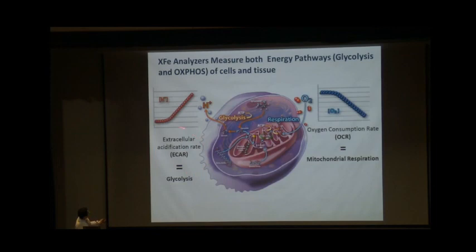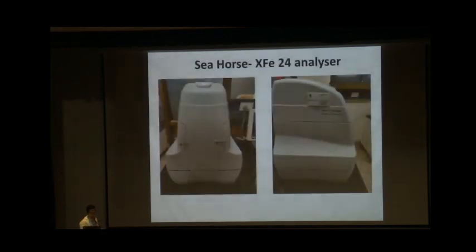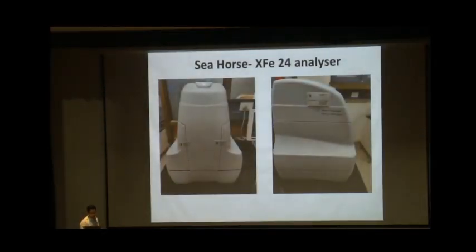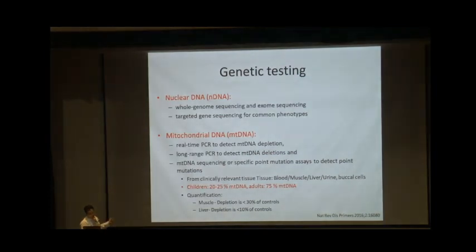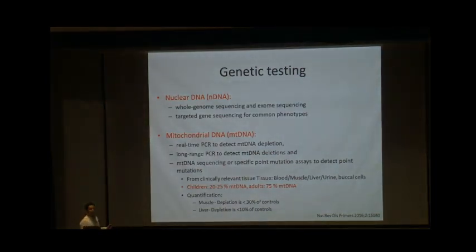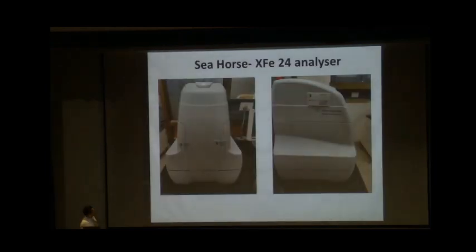You can differentiate glycolysis, using the extracellular acidification rate, and mitochondrial respiration, using the oxygen consumption rate. This is the Seahorse analyzer that is available at ILBS. The genetic testing, we all know, is of nuclear DNA and mitochondrial DNA. In the pediatric population, we focus on nuclear DNA, that is the standard clinical exome or a whole exome sequencing. If it is negative, then you can go with mitochondrial DNA. But in adults, if you have a presentation with myopathy with or without liver disease, the first line investigation should be mitochondrial DNA rather than the standard clinical exome or whole exome.